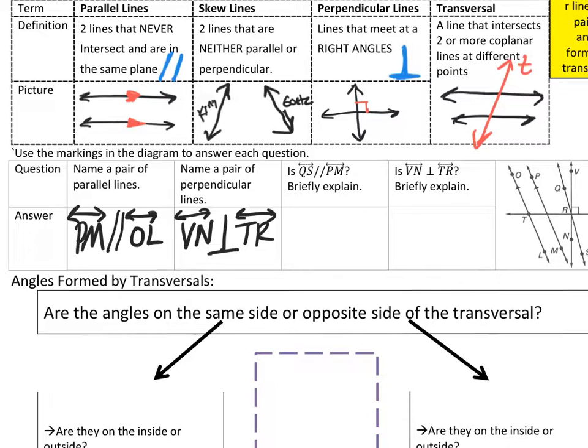Is QS parallel to PM? No, it's not marked with a right angle. And is VN perpendicular to TR? Yes, it is marked with a right angle.